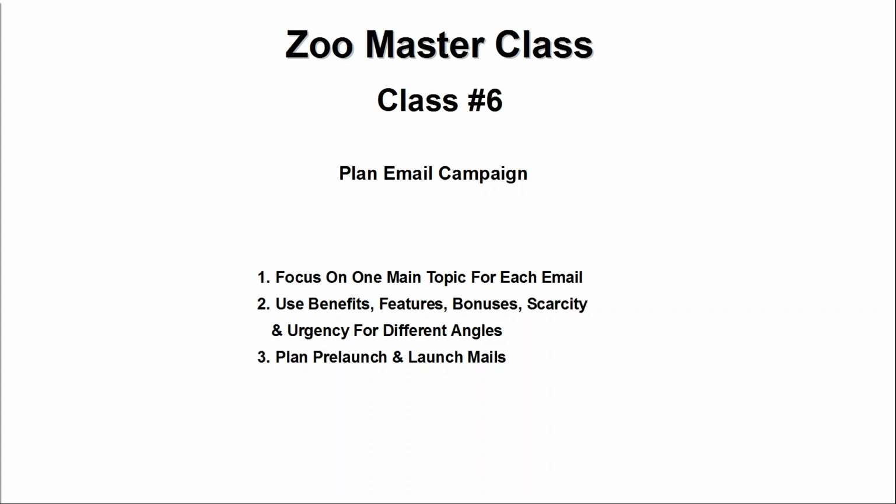So ultimately what you want to do is to come up with a list of these different benefits and features. You could even talk about the bonuses that you're going to be offering and any types of urgency or scarcity that might be included with that particular launch. You then want to use this information, this list that you have created, to plan out your pre-launch and your launch emails.